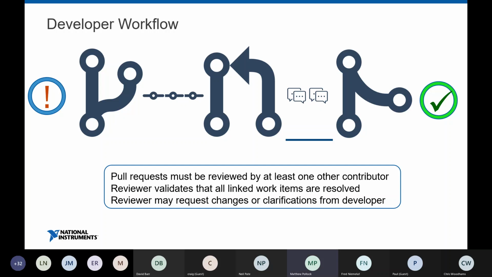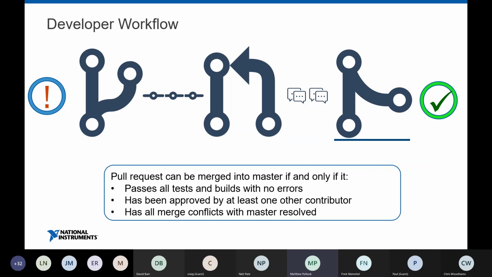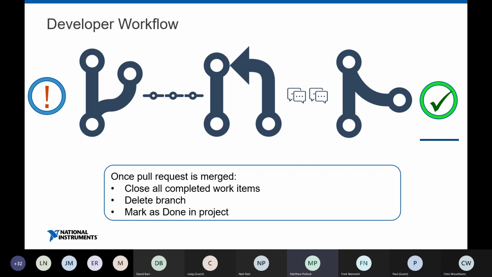Pull requests get reviewed. Reviewer says, yep, it worked. We can have some back and forth and maybe some more commits to the pull request if there are changes. Then we merge it on in. And then everybody's happy. We delete the branch. Work item is done. Move on to the next one. And that whole workflow should be done in a couple of days or less.